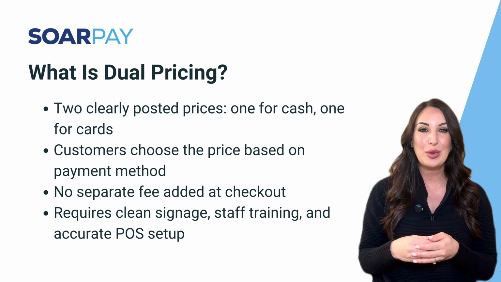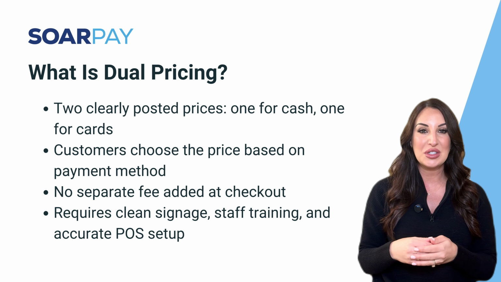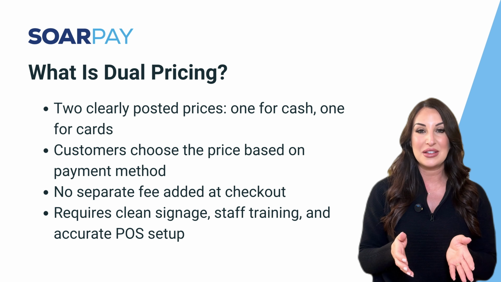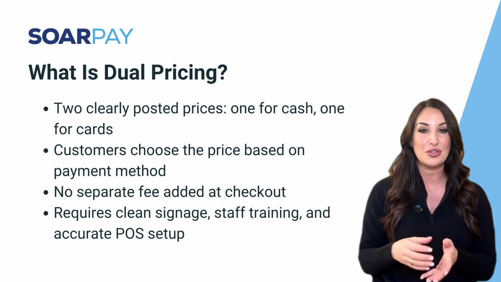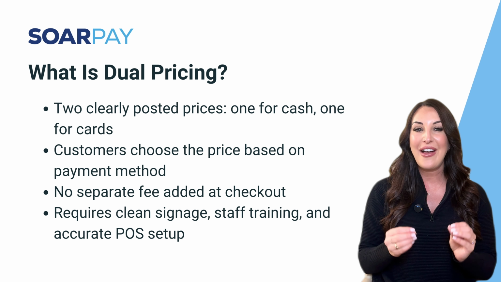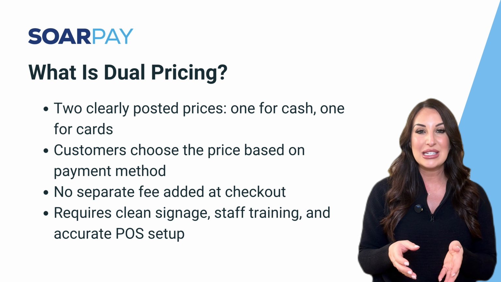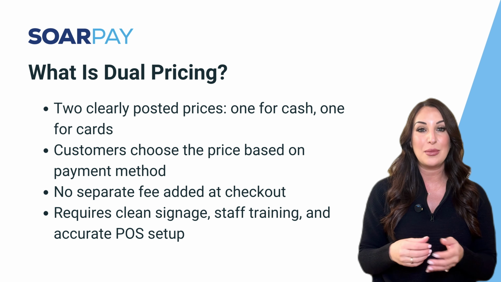Then there's dual pricing. Dual pricing means posting two prices side by side, one price for cash and one price for cards. Customers see both prices up front and choose based on their payment method. There's no separate fee added at checkout. The pricing's already built in. Dual pricing is explicitly permitted in some states that restrict surcharging, which makes it attractive in those jurisdictions. However, it can be more operationally demanding. Signage needs to be clear, staff must explain it consistently, and the point of sale system has to match what's being advertised.